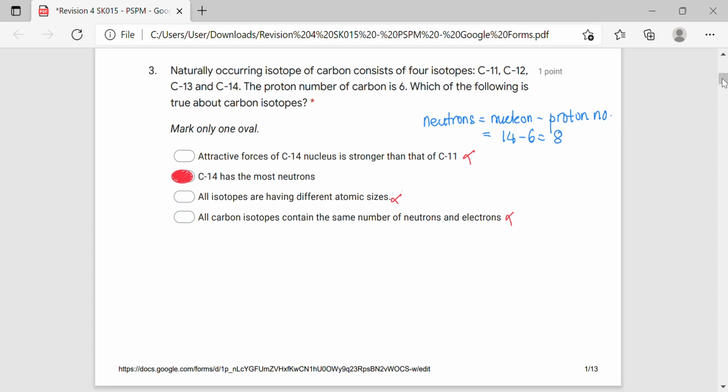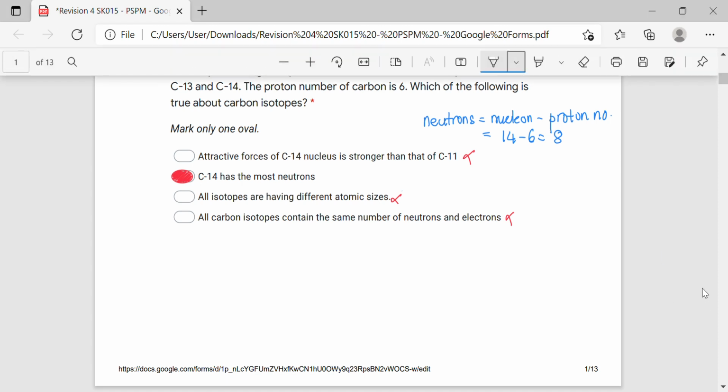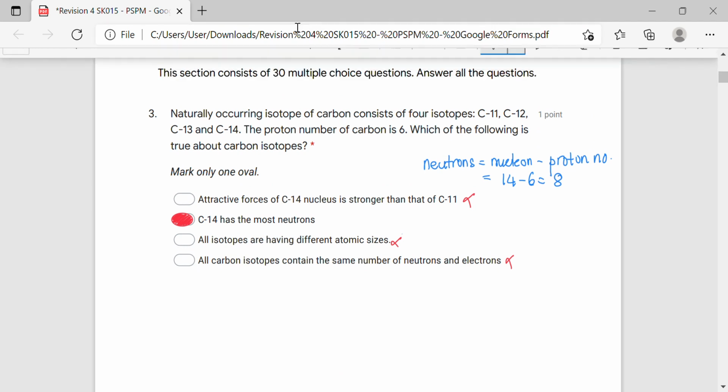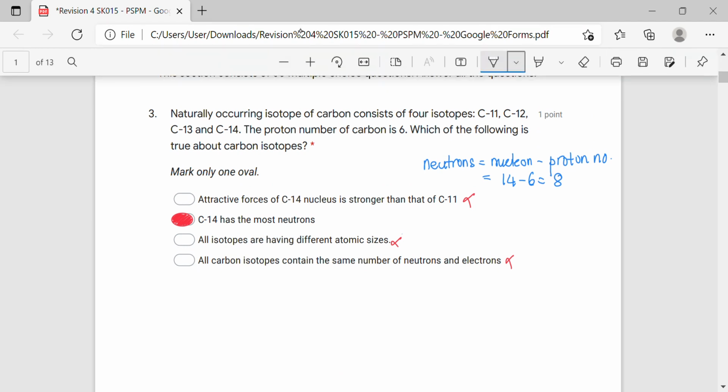Okay, ni untuk revision 6. Okay, soalan yang pertama. So, kita ada isotop carbon 11, 12, 13 dengan 14.